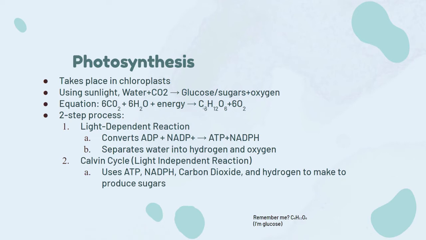The light-dependent reaction converts ADP, adenosine diphosphate, and NADP plus into ATP and NADPH. It separates water into hydrogen and oxygen. The Calvin cycle uses the ATP, NADPH, and hydrogen produced in the previous reaction, along with carbon dioxide, in order to produce sugars.